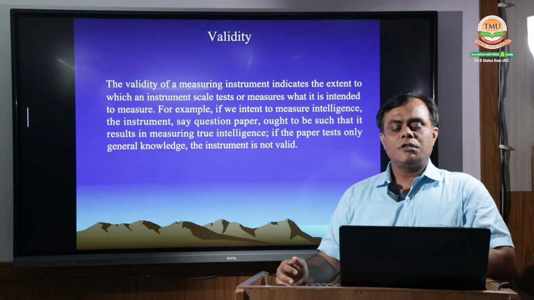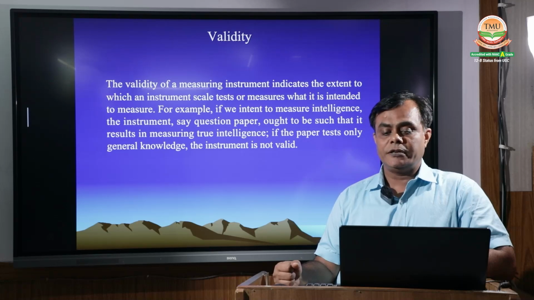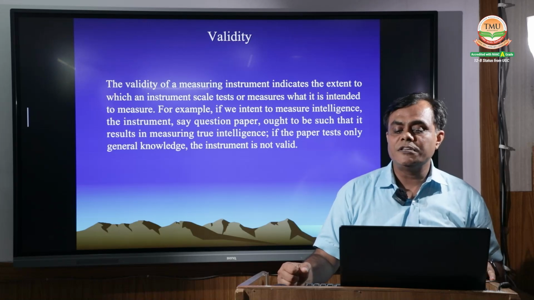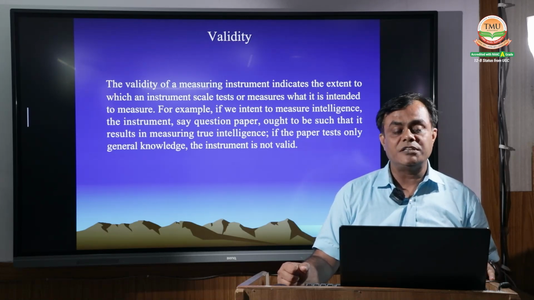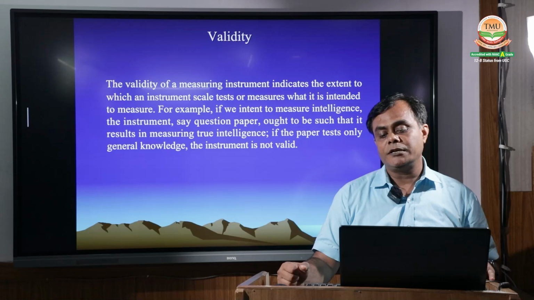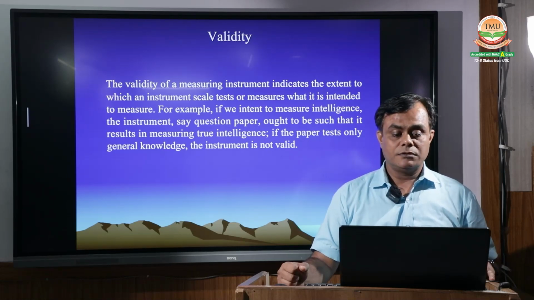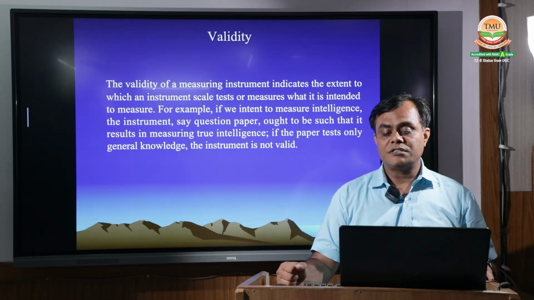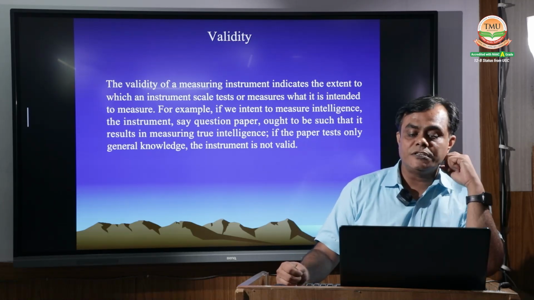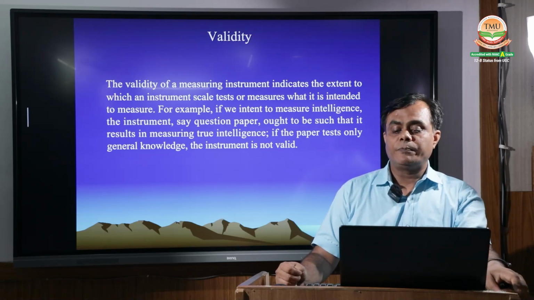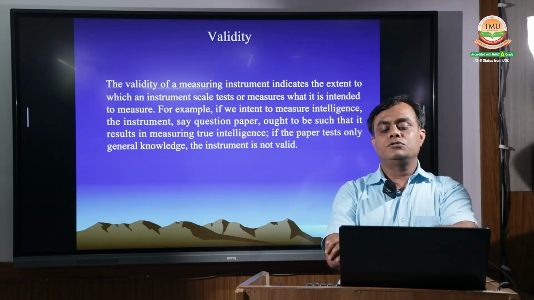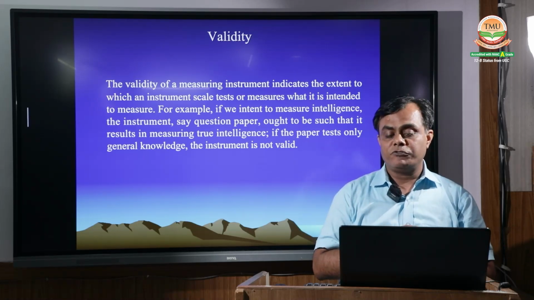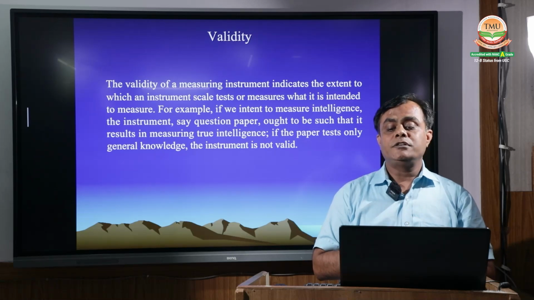Validity. The validity of a measuring instrument indicates the extent to which an instrument, scale, test, or measure measures what it is intended to measure. For example, if we intend to measure intelligence, the instrument, say a question paper, ought to be such that its result is measuring true intelligence. If the paper tests only general knowledge, the instrument is not valid. So when you are using a type of instrument for a purpose, it is important.